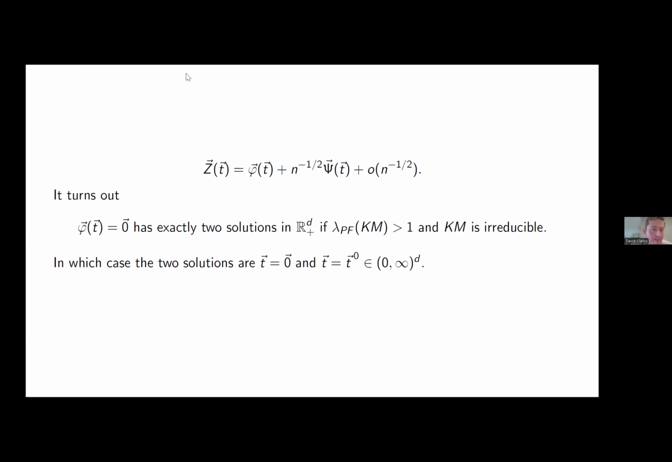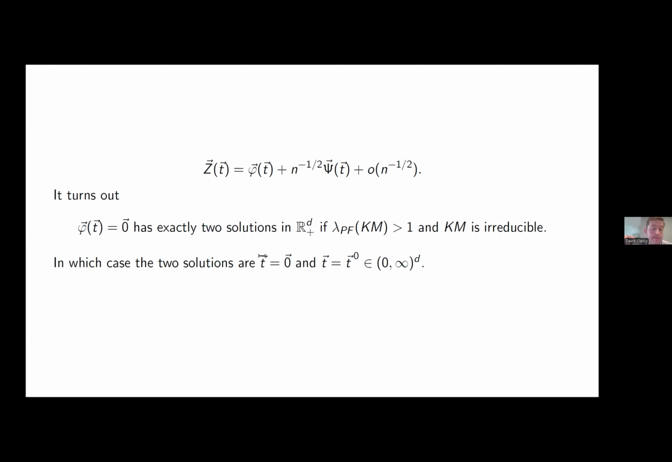Oh, yeah, here's where the pictures come up. So it turns out that this function phi, the deterministic function that we have, has exactly two solutions in the scenario where the Perron-Frobenius eigenvalue of K_m is bigger than 1 and K_m is irreducible. If K_m is not irreducible, it could have strictly more than two solutions. If the Perron-Frobenius eigenvalue is less than or equal to 1, it will only have one solution, and that solution is 0.